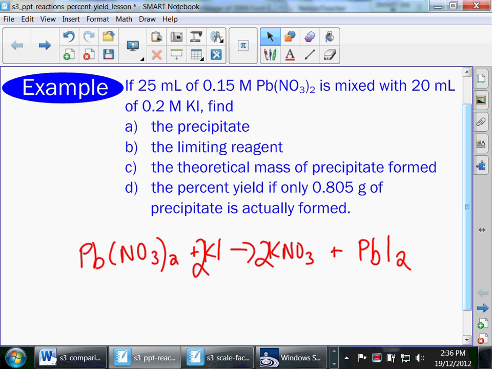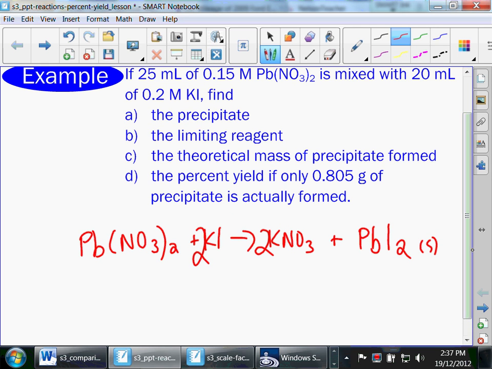So what we're going to need is that solubility chart that we've been using to see whether potassium nitrate and any positive ion of nitrate is soluble. So how about lead iodide? Lead iodide is not good. So lead iodide is going to be our solid, or our precipitate. So that's PbI2. So there we go, there's the precipitate. Now to find the limiting reagent, we don't know that, but that's what we'll do next.